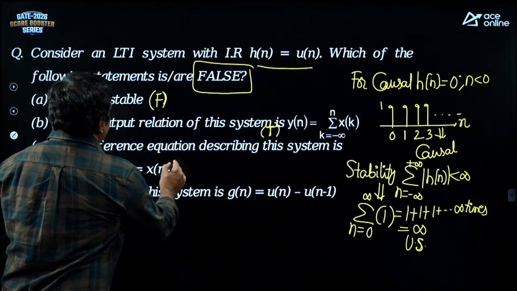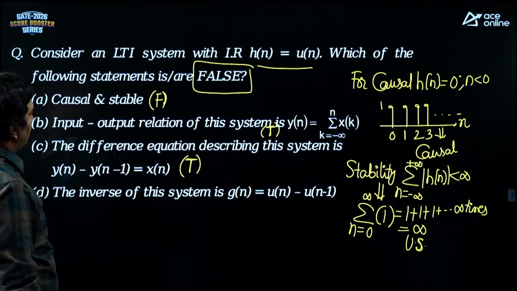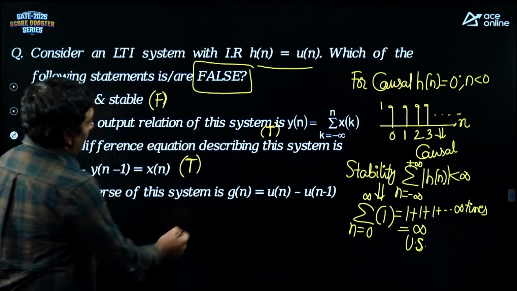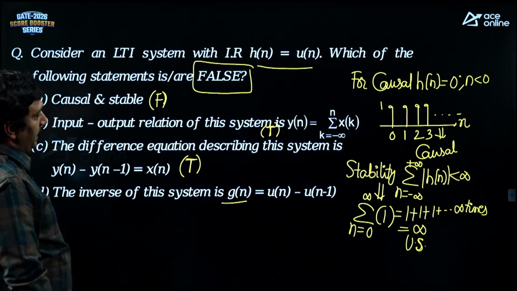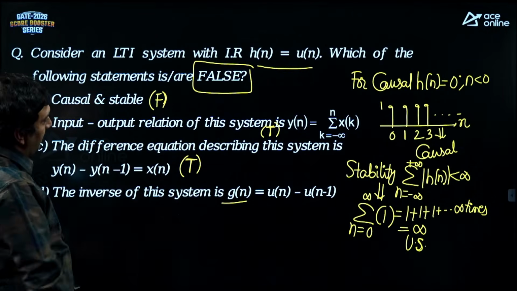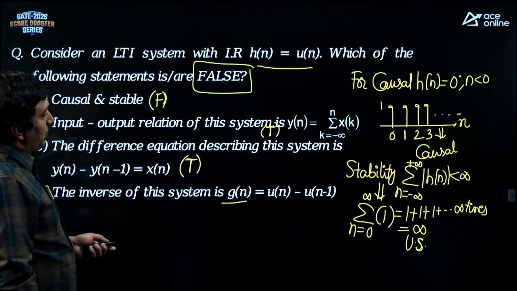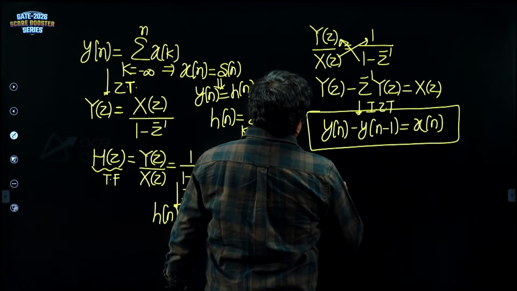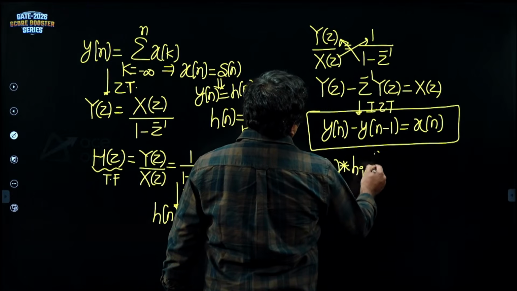That means option C is also true. Next, the inverse of the system is the inverse of h[n]. He wants to name that as g[n], which is u[n] minus u[n minus 1]. Let us verify that. Option D: he has mentioned the inverse of the original system as u[n] minus u[n minus 1]. So, we are aware h[n] convolved with h inverse[n] is delta[n].